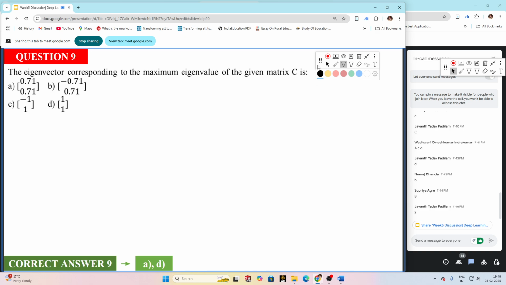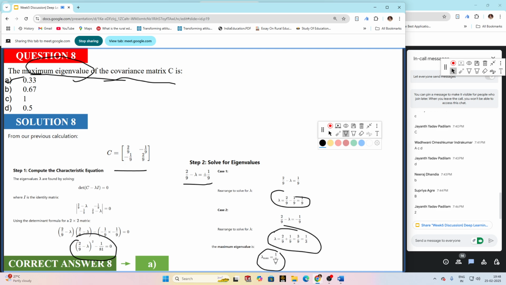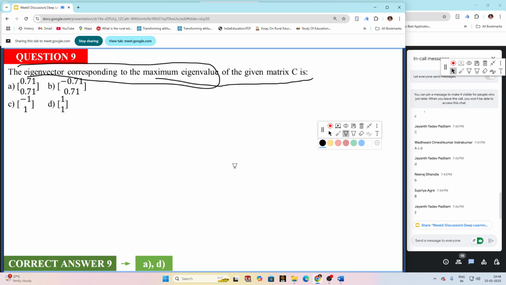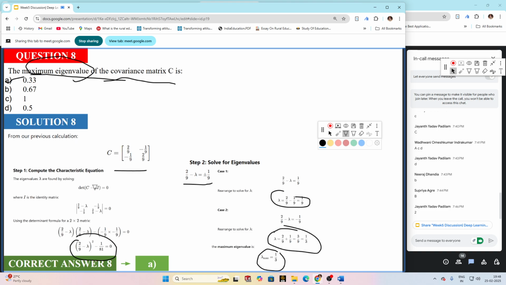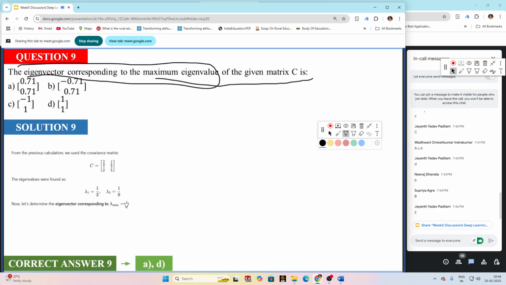Now the question is the eigenvector corresponding to the maximum eigenvalue of the given matrix C. The maximum eigenvalue we know is 1/3. Now how can we find the eigenvector corresponding to this eigenvalue? We can find it by this equation: C minus lambda I into v equals 0. By that we can find v. The lambda max is 1/3 from our previous question.